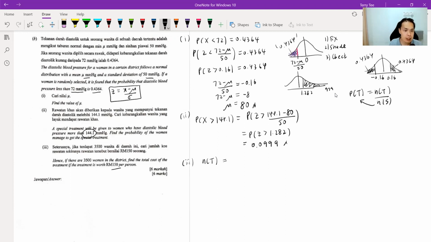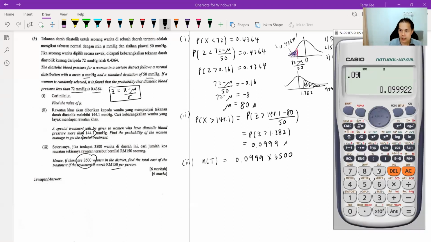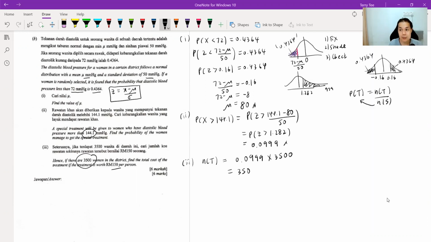NS is the size. How many people here? 3,500. So we can take 0.0999 multiplied by 3,500 people. Okay, 0.0999 times 3,500. I got 349.65. We have to round off to 350. Your number of people must be a whole number, so we take the nearest integer. So there are 350 people who will undergo the treatment.